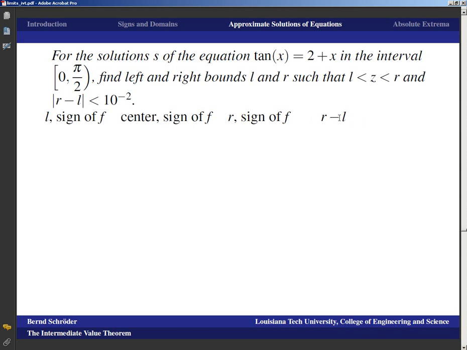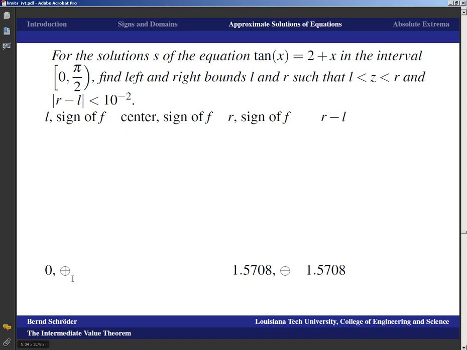And in a separate column, we also record the difference between right and left, because when that's shorter than 10 to negative 2, which is 0.01, then we're going to stop the algorithm. Okay, so we start with L being the left endpoint A, which is 0, and R being the endpoint B, which is pi halves, approximately 1.5708.